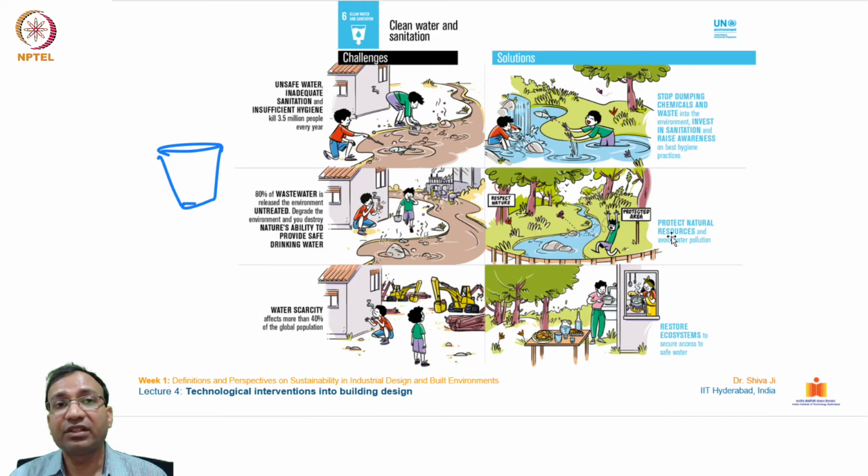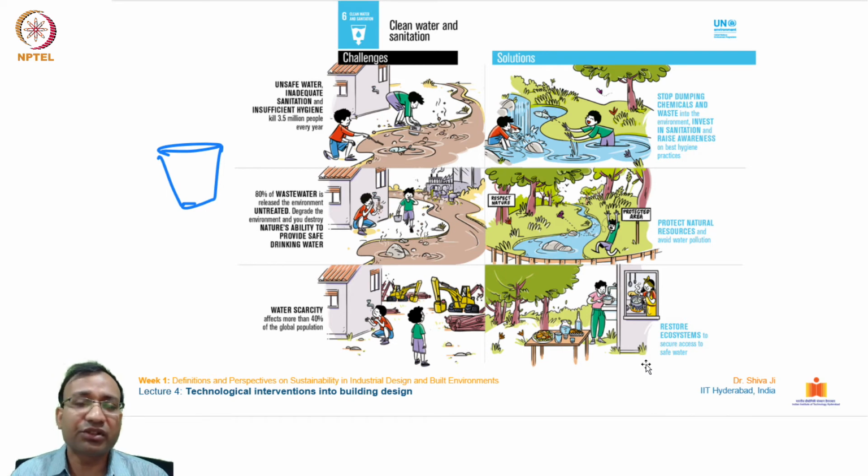In the next scenario, protect natural resources and avoid water pollution, of course the point I was talking about. Finally, restore ecosystems to secure access to safe water. Once the ecosystem is in a balanced position, water bodies have a natural tendency of cleaning themselves. If you leave them for a period of time, the rivers, lakes, and even the oceans have their own resilient capacity to heal themselves. So one must not keep polluting them, or keep leaving discharge in these water bodies.